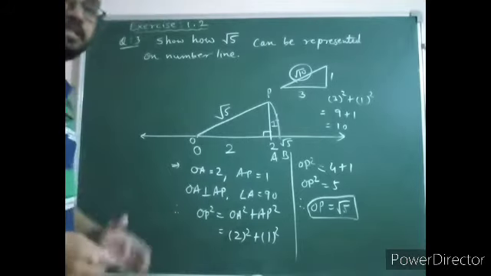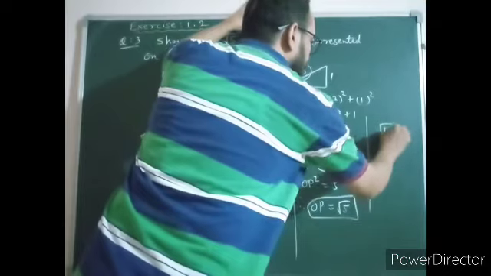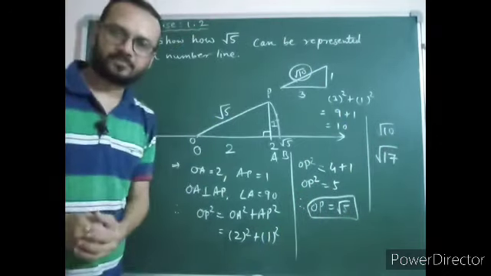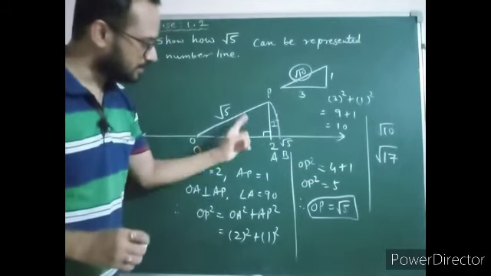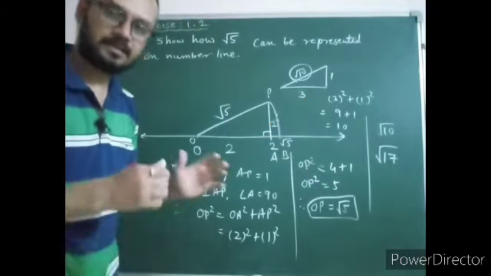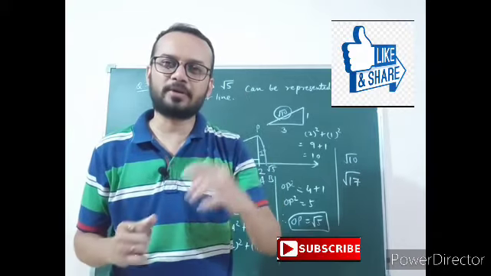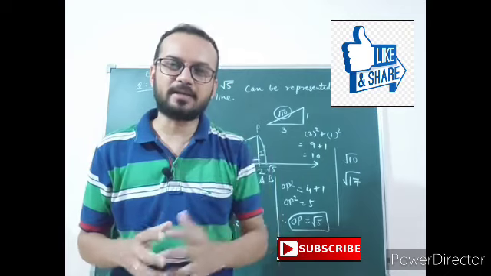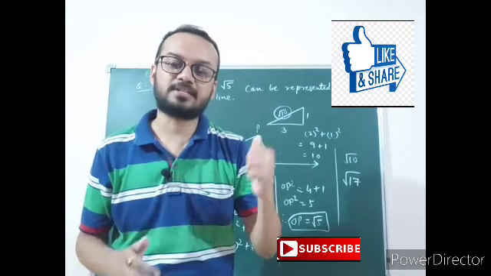Similarly, you can obtain root 17 on the number line. So you have to obtain root 10 and root 17 on the number line by this method. This is the work that you have to do yourself. Using the same method, obtain root 10 and root 17 on the number line directly. So students, this was exercise 1.2 from your textbook. This is a very important method for your exam. So do more and more practice for these kinds of questions.